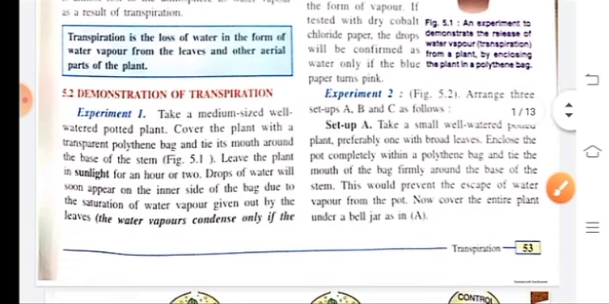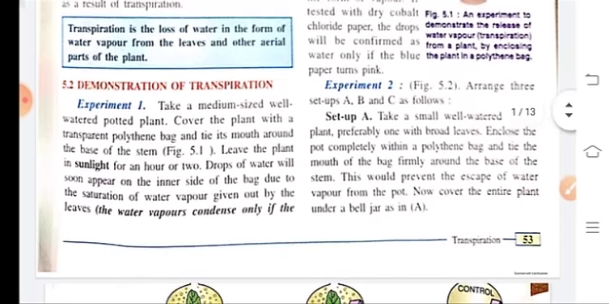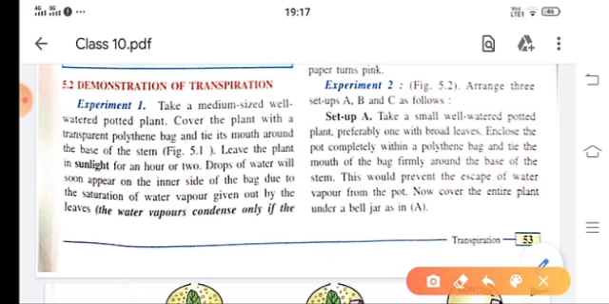So let us, children, do one experiment to show that transpiration is done in the plant, or that loss of water is in the form of water vapor by transpiration. For this experiment we have to take one medium sized well watered potted plant, and this plant is covered with a polythene bag at the base of the stem. Now we have to leave this experiment in sunlight for 2 or 3 hours. After 2 or 3 hours, you will see that drops of water appear on the inner side of the bag due to the saturation of water vapors which are given out by the leaves.